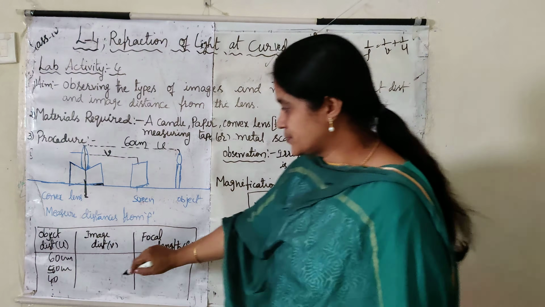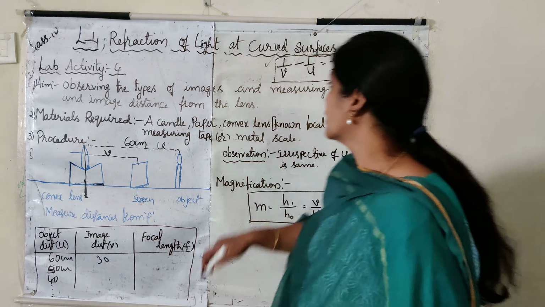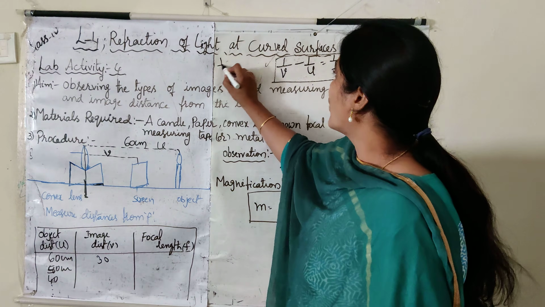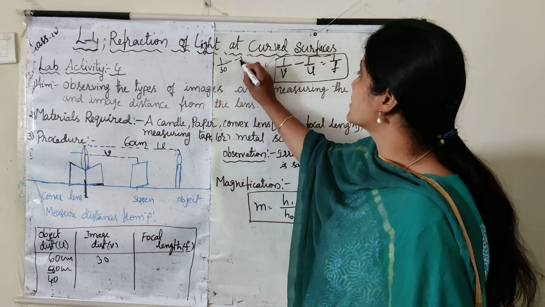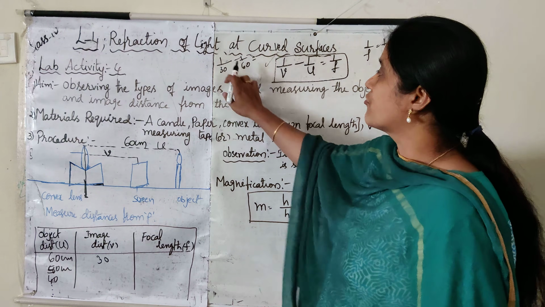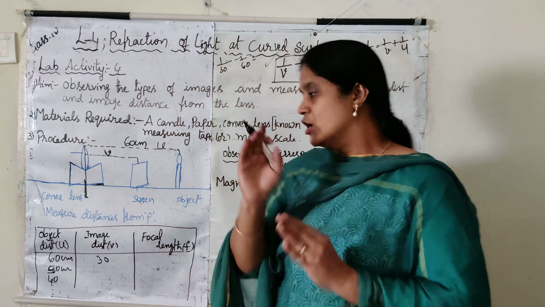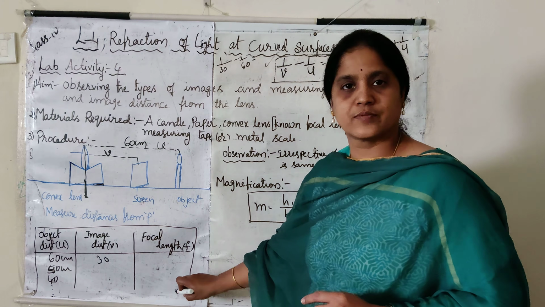So suppose the image distance here you got as 30. Then substitute the values. 1 by V minus 1 by U means 1 by V, V means the image distance, is 1 by 30 minus 1 by 60. Simplify this, and finally you will get the F value. Like that, at each distance you find out the F values.